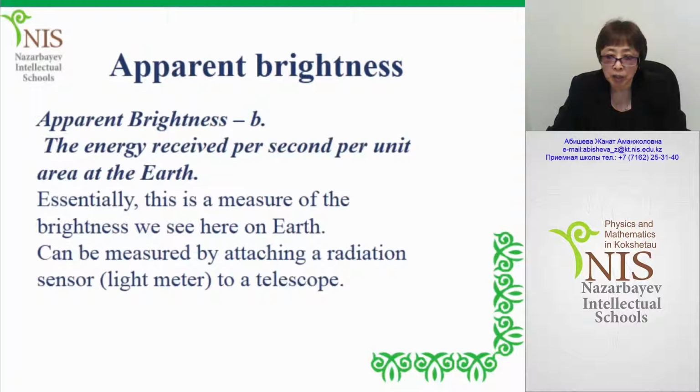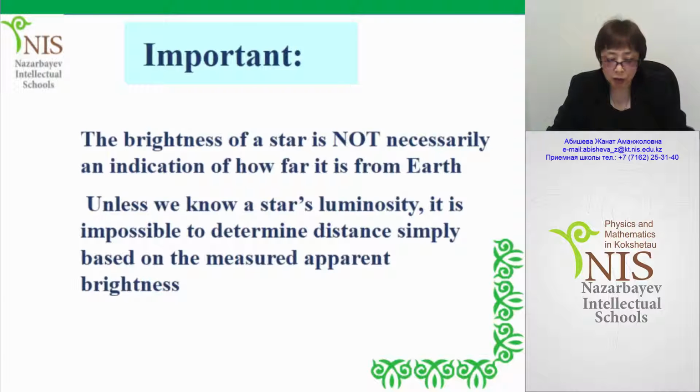It can be measured by attaching a radiation sensor or light meter to a telescope. Important: the brightness of a star is not necessarily an indication of how far it is from Earth. Unless we know a star's luminosity, it is impossible to determine distance simply based on the measured apparent brightness.